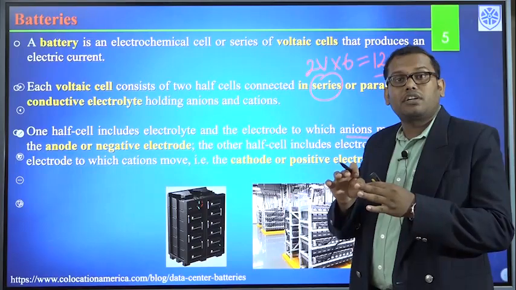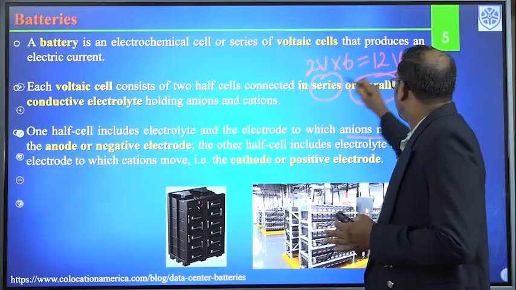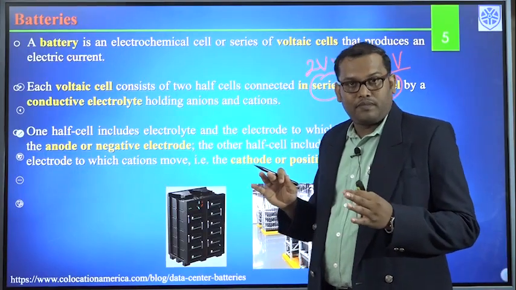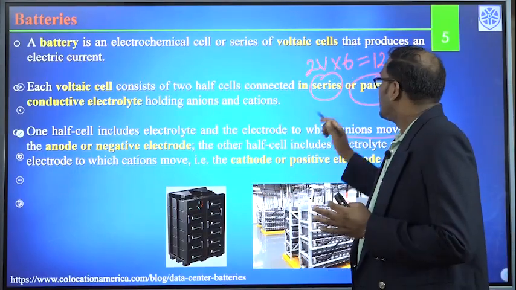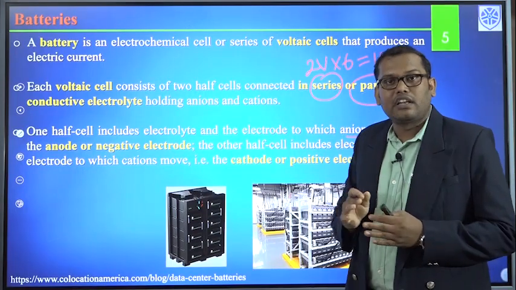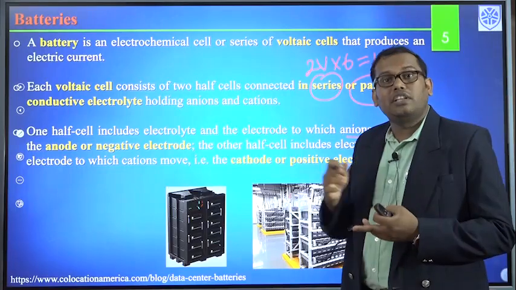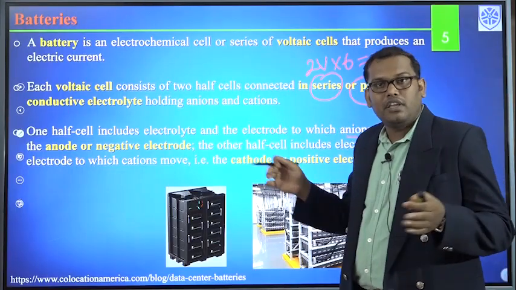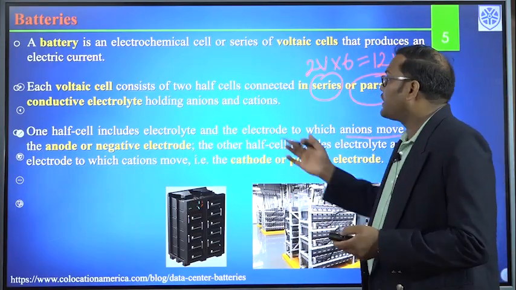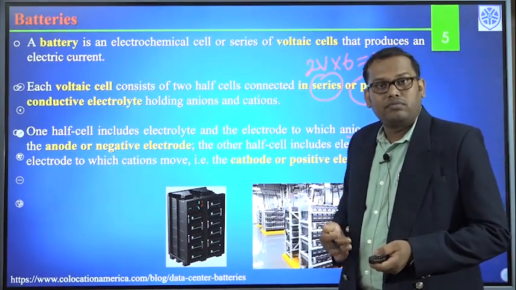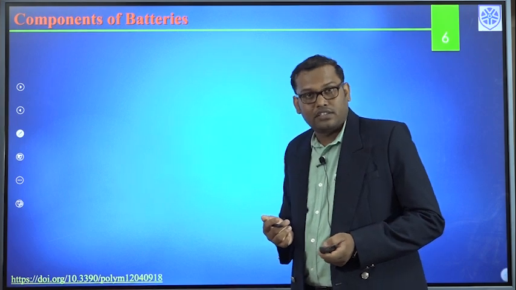But if you combine them in a parallel way, you get more current, but the voltage will still be the same. Suppose you want a 2-volt battery and you combine 6 cells in parallel. Then the voltage will still be 2 volt, but your current will be added up. This is how we can acquire the required amount of voltage or current.